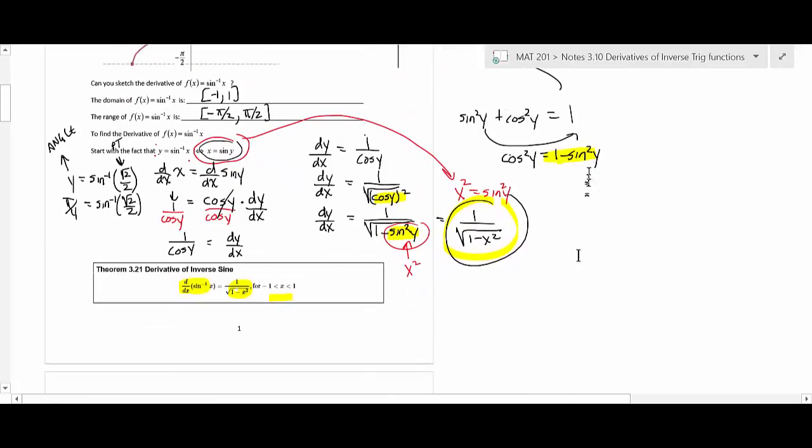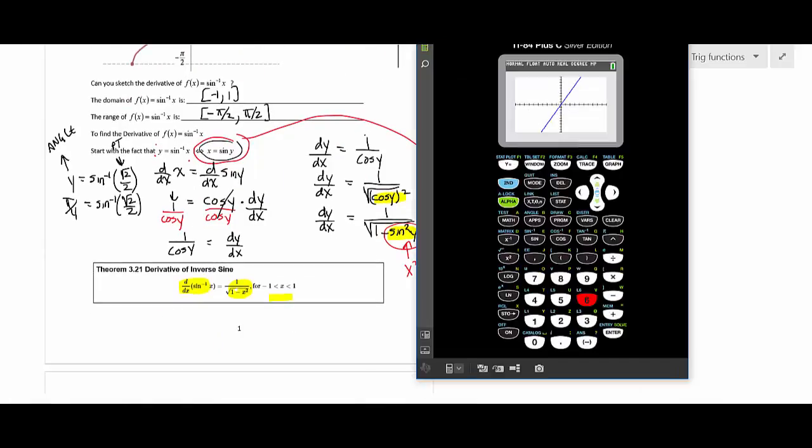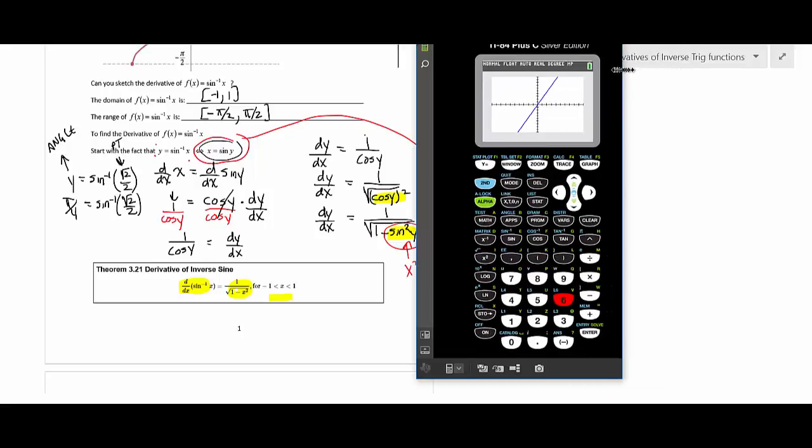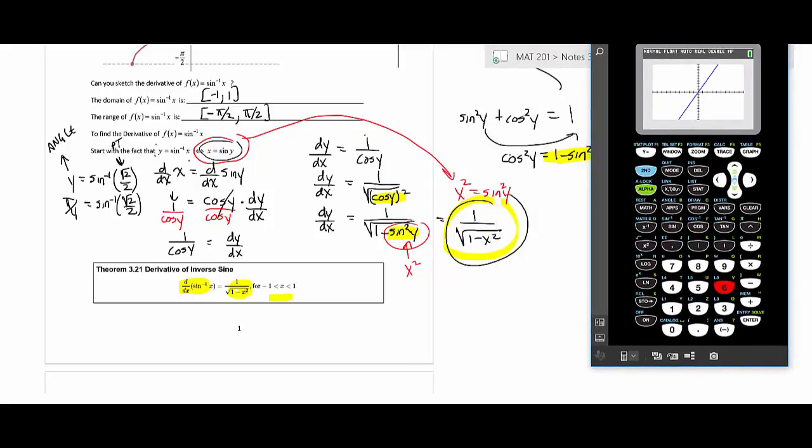Now let me show you one thing on the graphing calculator. Why don't you get your graphing calculator out and put this in. I want to show you this also. Let's just do this one thing. Let's put in the derivative formula that we got: 1 divided by the square root of 1 minus x squared.